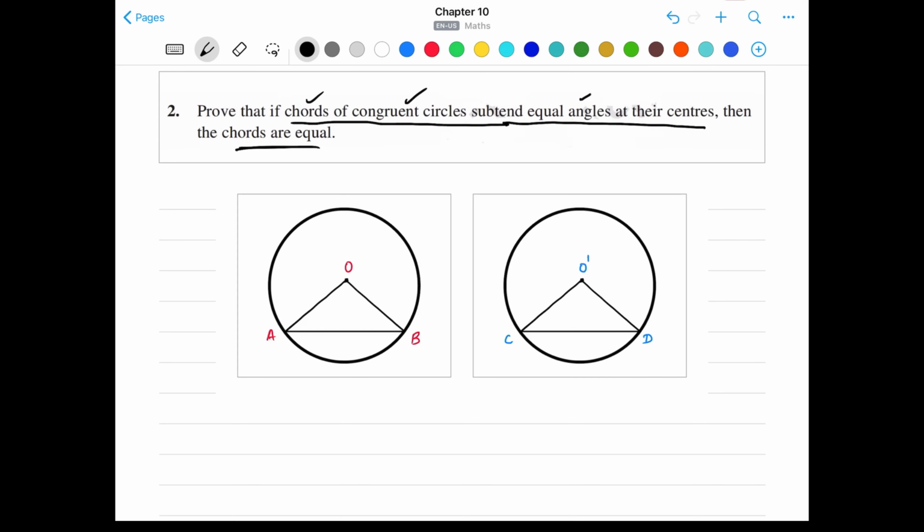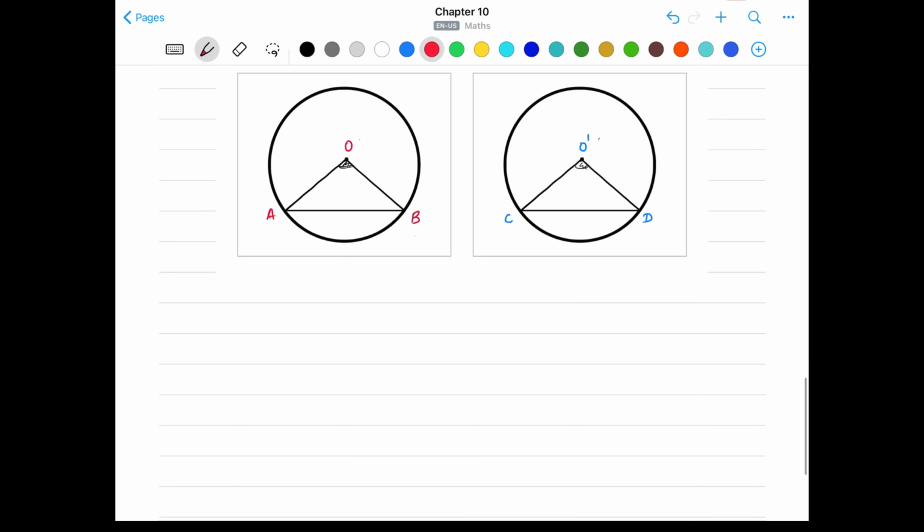So that's the figure for this question. Again we have two congruent circles with centers O and O', having two chords AB and CD, and we have to prove that the chords AB and CD are equal if the angles subtended by these chords at the center are equal. Okay, so let's start this proof. First we'll write the answer to question number 2, then we will write the given portion.